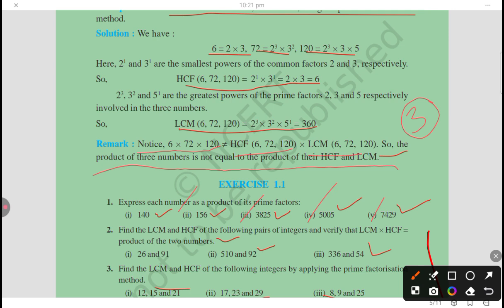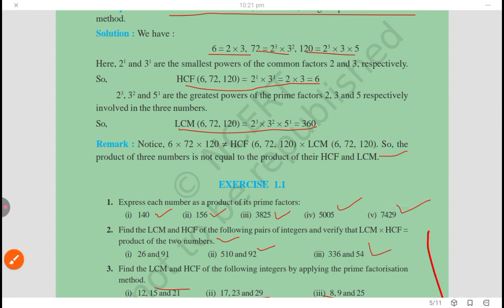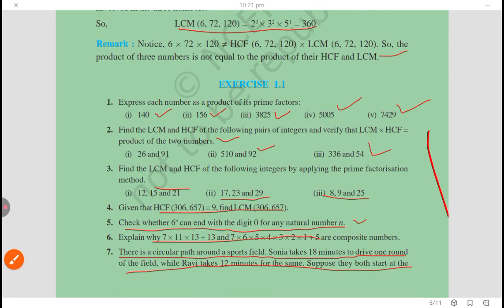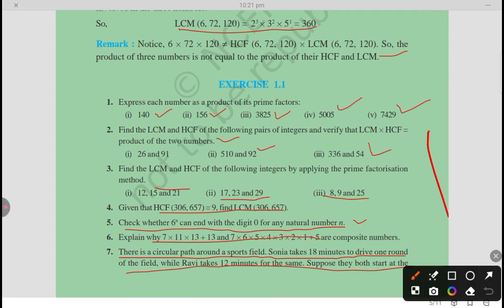The second question is to find the LCM and HCF of the given numbers and verify that LCM multiplied by HCF is equal to the product of the numbers or not. You have to find the LCM and then verify. Third question, find the LCM and HCF of the following by applying the prime factorization method. Just now you did it, the same way you do it.